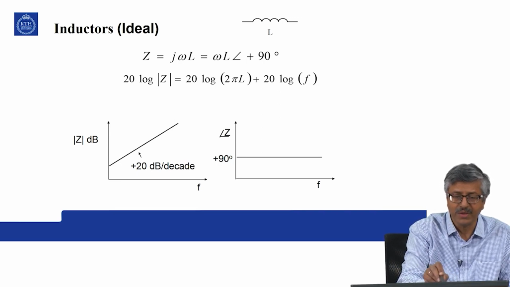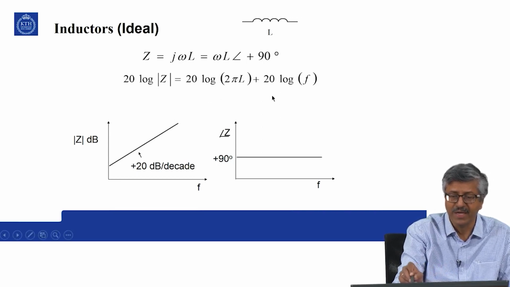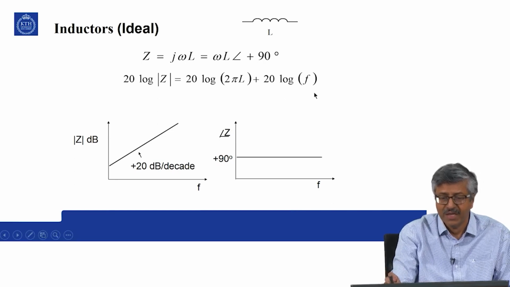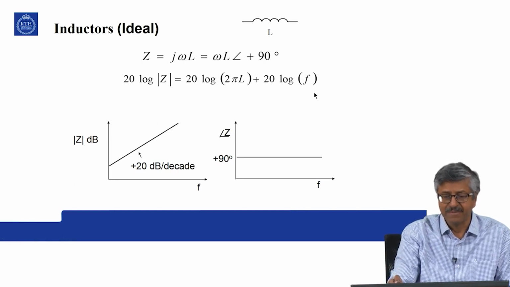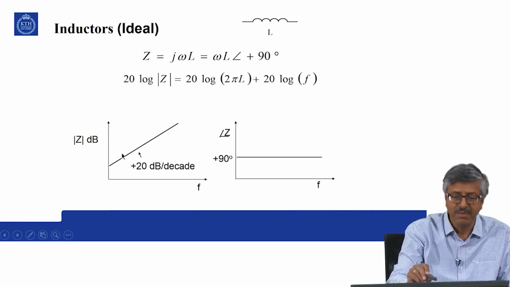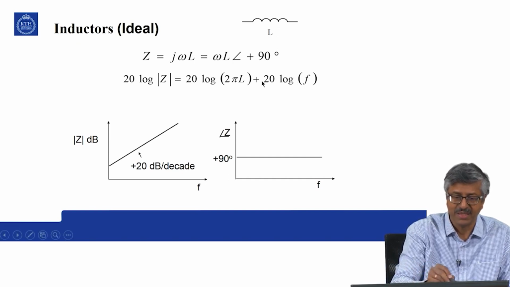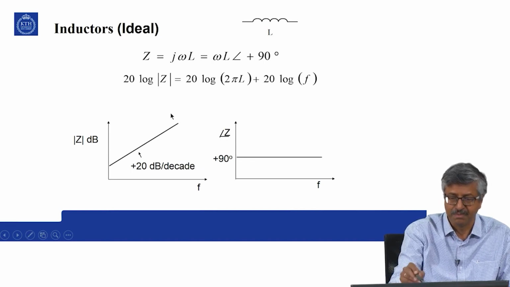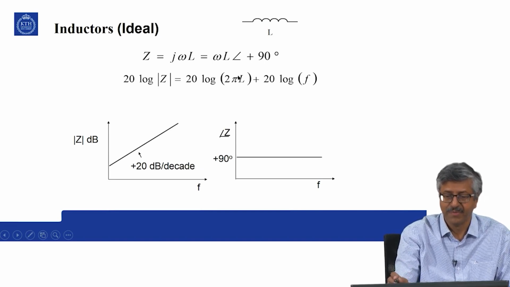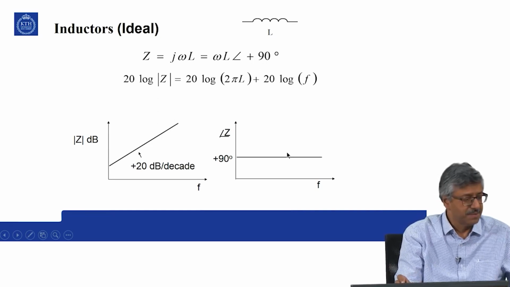So, 20 log Z equals 20 log 2 pi L plus 20 log F. So, you see that it is a 20 dB per decade increase in impedance: as the frequency increases 10 times, there is a 20 dB increase in impedance. This part is constant, and the phase is 90 degrees. So, this is the ideal inductor.